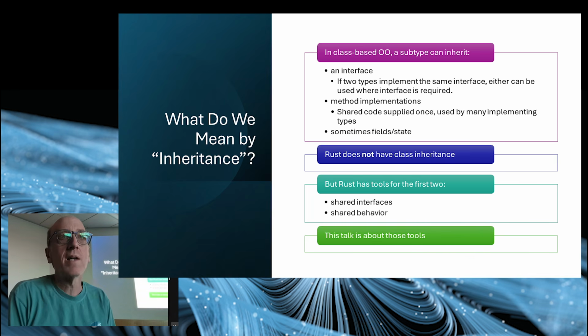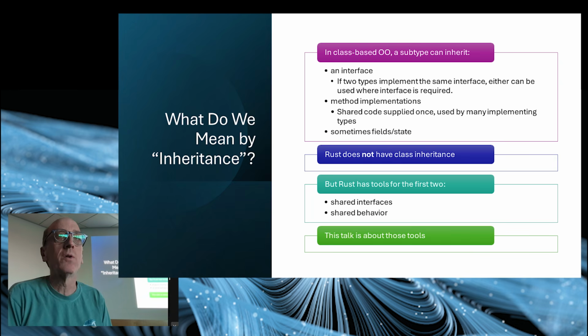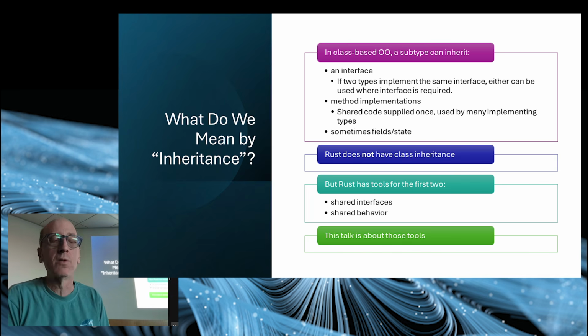So Rust doesn't have class inheritance. That's certainly true, but it does have tools to get us the effects of the first two. It has shared interfaces and it has shared behavior. And we're going to look at those tools.